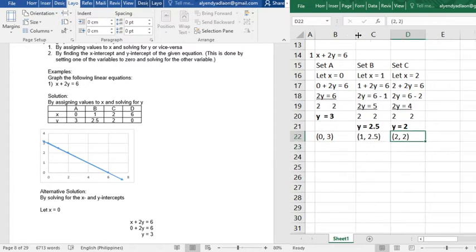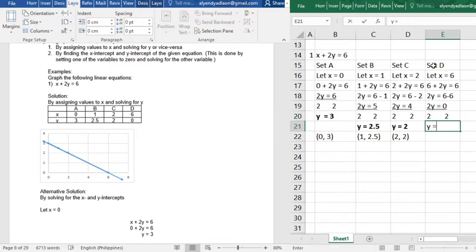Alright, now let's proceed to our last set, the fourth set. For set D, I assumed x as 6. Okay, so 6 plus 2y equals 6. Then 2y equals 6 minus 6. So 2y equals 0. If we bring down 2 and divide both sides by 2, now y equals 0 divided by 2, that is 0. So in this pair, if x is 6, y is 0.